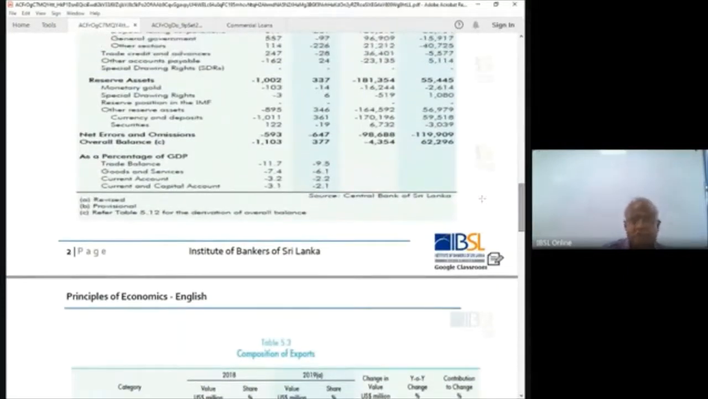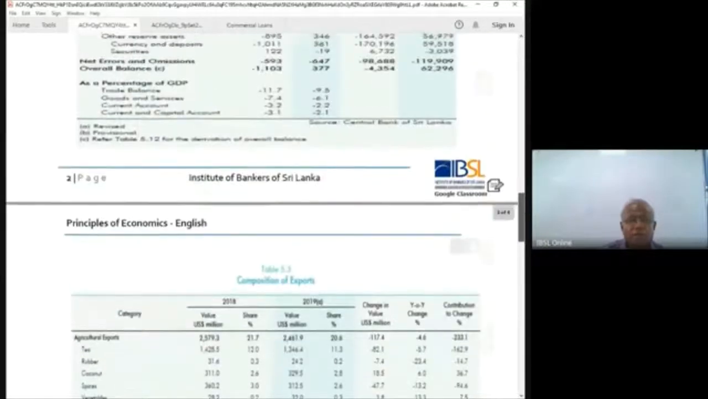Oh yeah, I'm sorry. The overall balance is not simply the balances of these three accounts added together. You add them, and some other items are there to calculate the overall balance. That's why they have given a reference here, part C in the Central Bank Annual Report. You have to go to table 5.12 for the derivation of the overall balance. So remember, the overall balance is not just the balances in these three accounts plus some other items. They have given this in 5.12, a small table with their calculation of the overall balance.